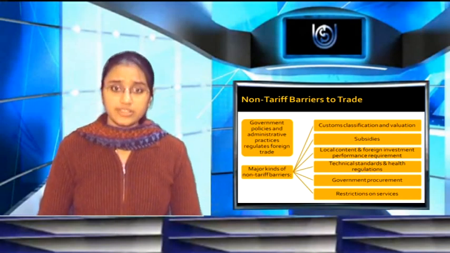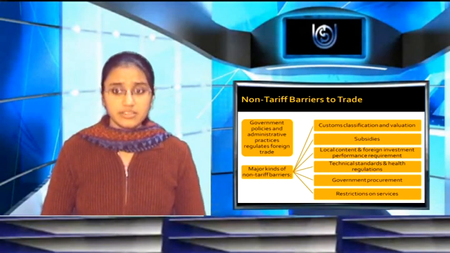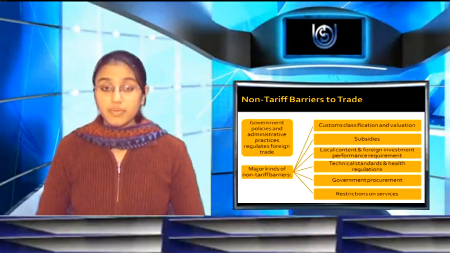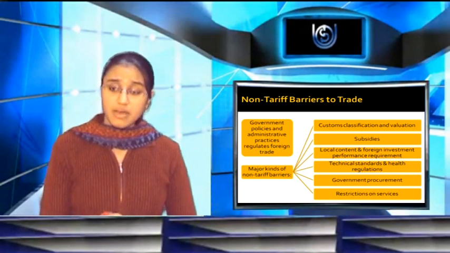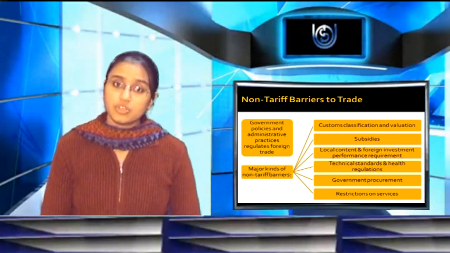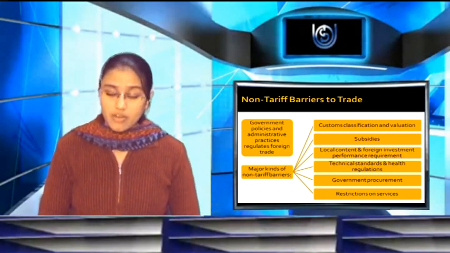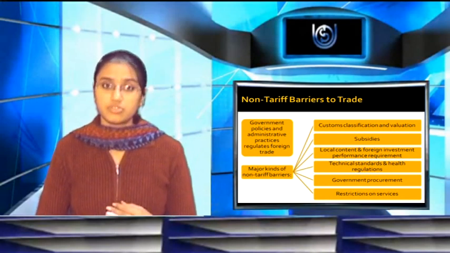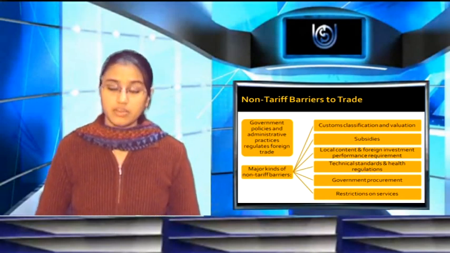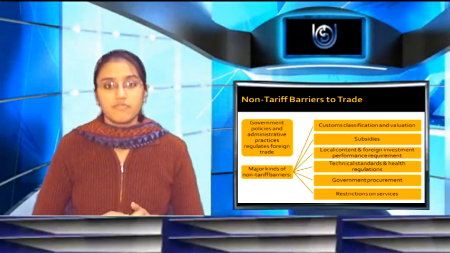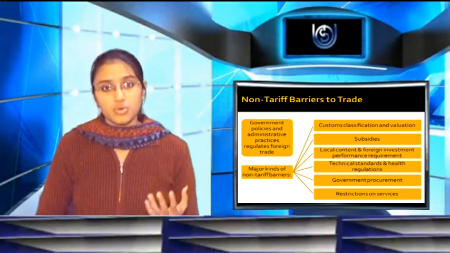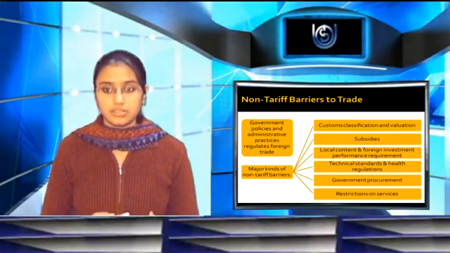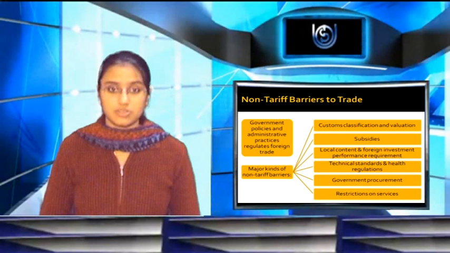Then the next non-tariff barrier to trade is government procurement. Government procurement is about the barriers which are regulated by the government. Then the last one is restrictions on services. This barrier is kept in mind when the government is looking forward to minimizing the use of services. So that comes into the restrictions on services part.